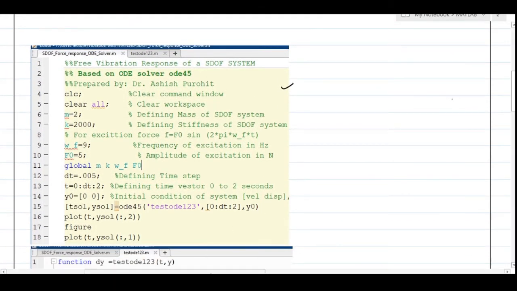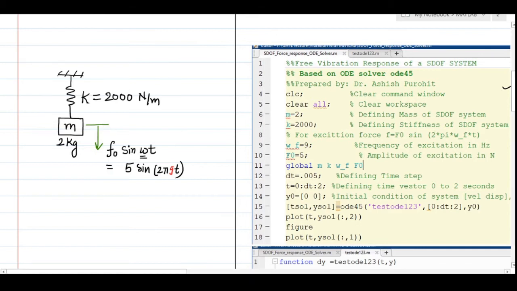I have written this code for this problem where I have a single degree of freedom system, stiffness 2000, mass 2 kilogram, and the excitation is 5 sine 2 pi 9 t. So here the excitation frequency is 9 hertz. If I calculate the natural frequency of my system, that will be the square root of 2000 by 2, which comes out as 31 approximately, and in hertz, I get my natural frequency 31 by 2 pi, which comes out around 5 hertz. So here the natural frequency is 5 hertz and the excitation frequency is 9 hertz. Let's see how the response will look when I run my MATLAB code.